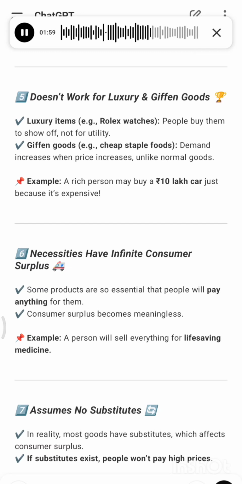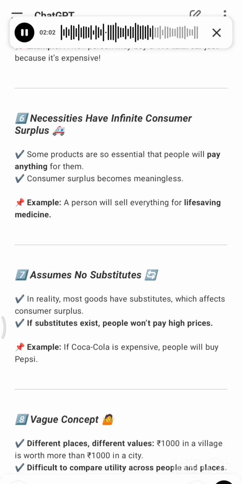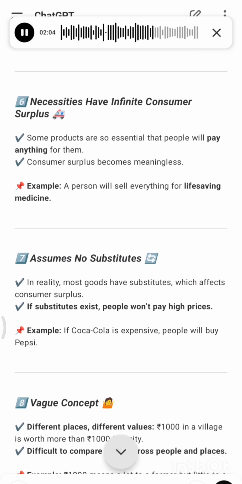7. Assumes no substitutes. In reality, most goods have substitutes, which affects consumer surplus. If substitutes exist, people won't pay high prices. Example, if Coca-Cola is expensive, people will buy Pepsi.